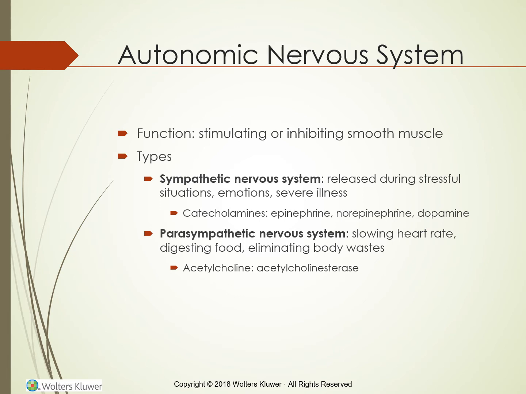Norepinephrine is also produced at sympathetic nerve endings. Dopamine is a precursor, a substance that precedes another, of norepinephrine. Norepinephrine then becomes epinephrine. Stressful situations such as danger, intense emotion, and severe illness result in the release of catecholamines.